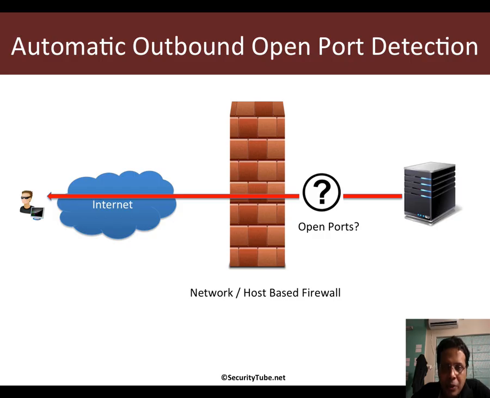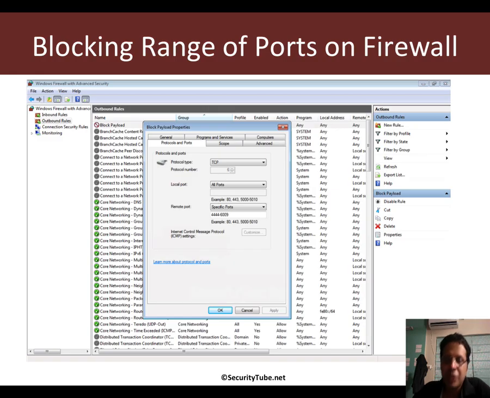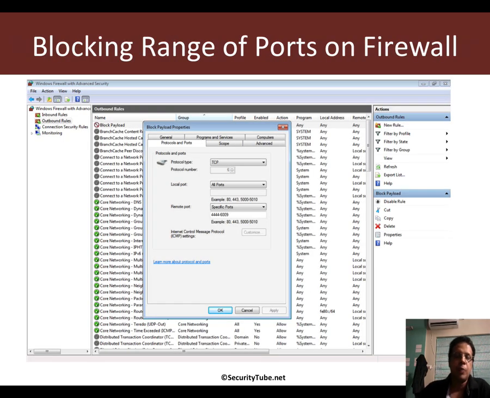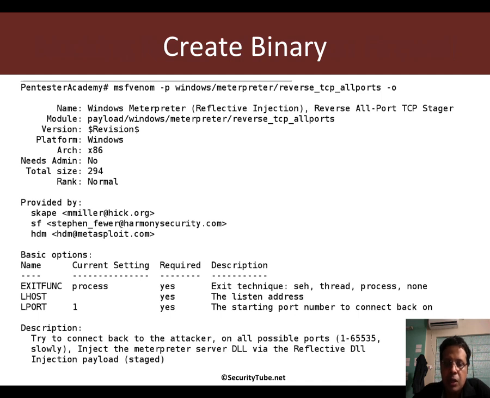Now, the only option would be a payload which can systematically go ahead and try each and every port beginning from 1 to 65,535 and try and connect back to the attacker. Now, the good news is that such a payload is available, and the name of the payload is windows/meterpreter/reverse_tcp_allports. Right? So how do we simulate this? We are going to block a whole range of ports and then have our payload systematically try each and every one of them, and finally let's see if it can get to the attacker.